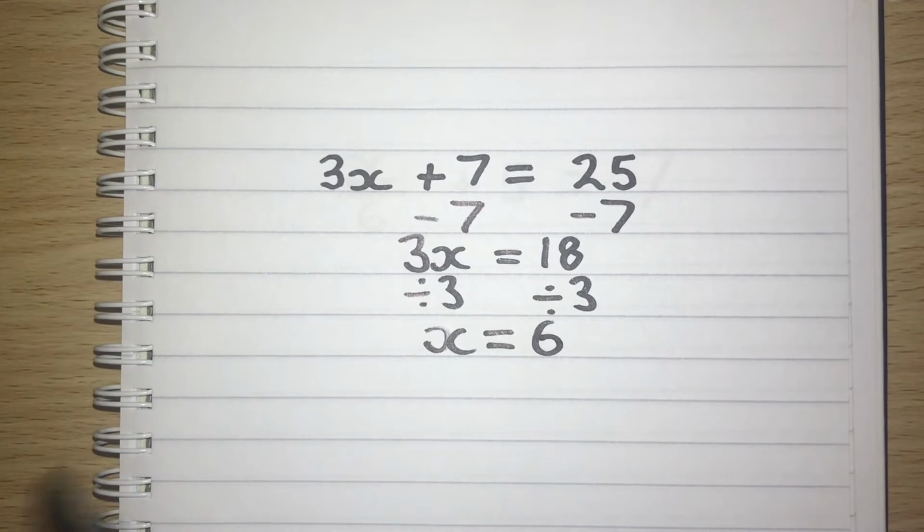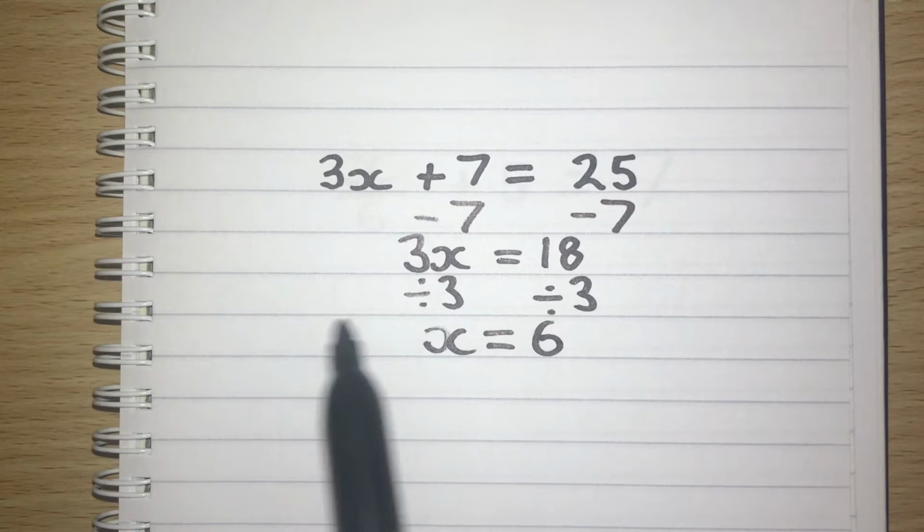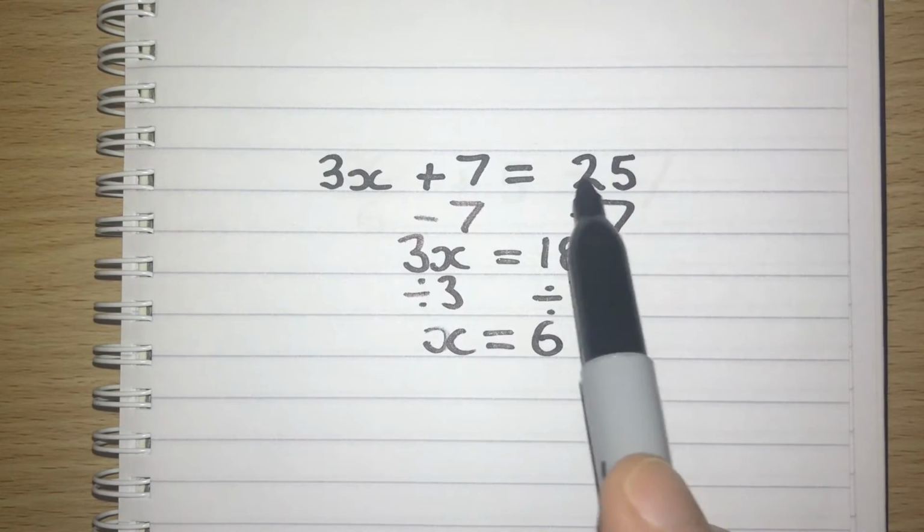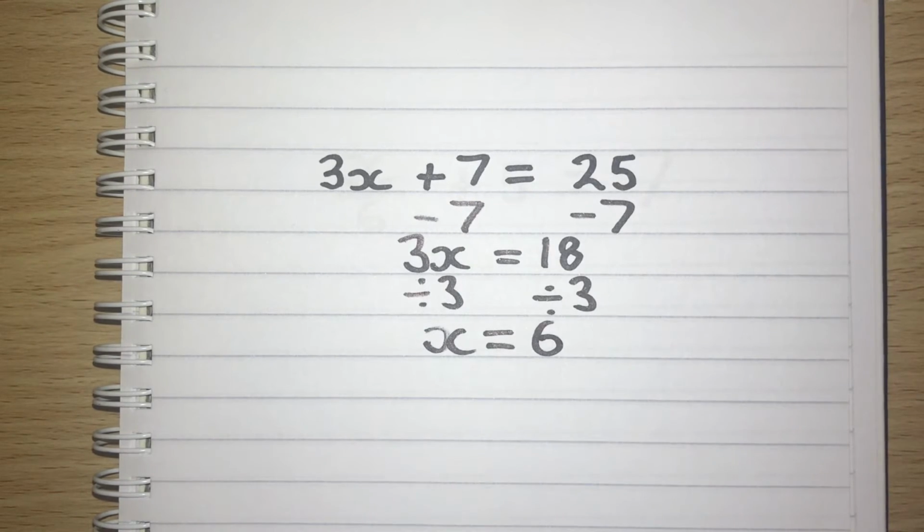And we could put this back into our original equation and check we've done it right. 3 times 6 would give us 18, add 7, and it gives us this 25 that we want.